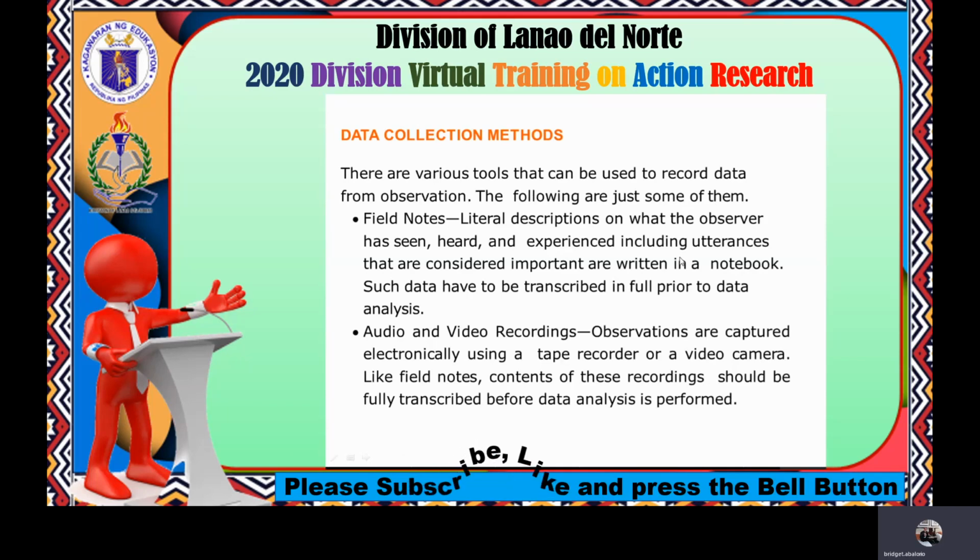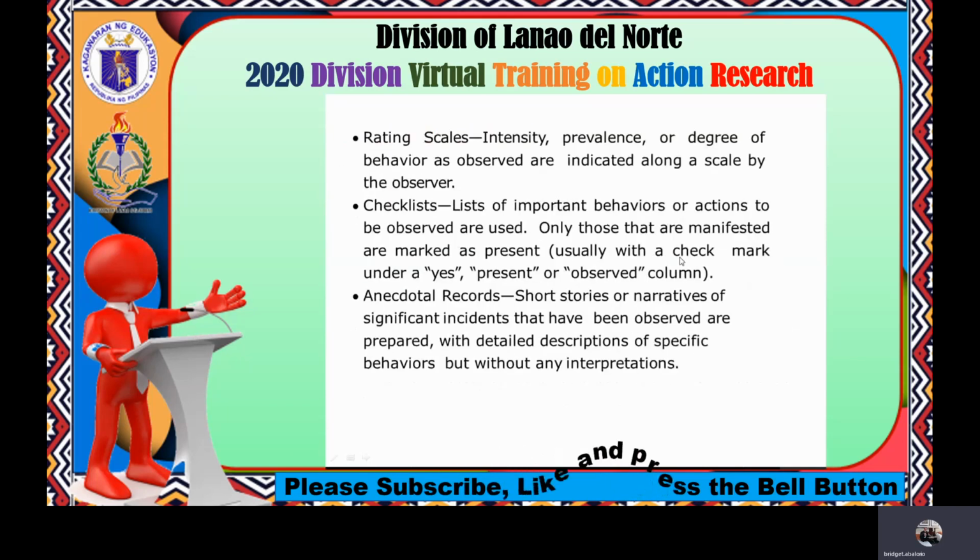Okay, third, rating scales. Intensity, prevalence, or degree of behavior as observed are indicated along a scale by the observer. So, unsa ang iyang... ganahan ba siya maminaw nga nag-role play? Strongly agree or never, mga ana. So, unsa ang iyang intensity or degree of behavior?